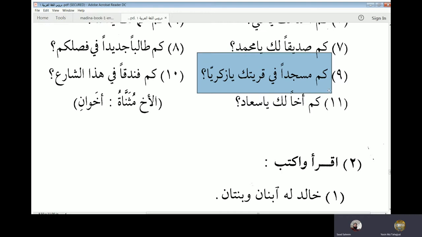So I would say fi qaryatina masjidani. Qaryatina means our village. In our village, there are two masjids. If you want to say my village, then you will say fi qaryati, using ya at the end. Fi qaryati masjidani.